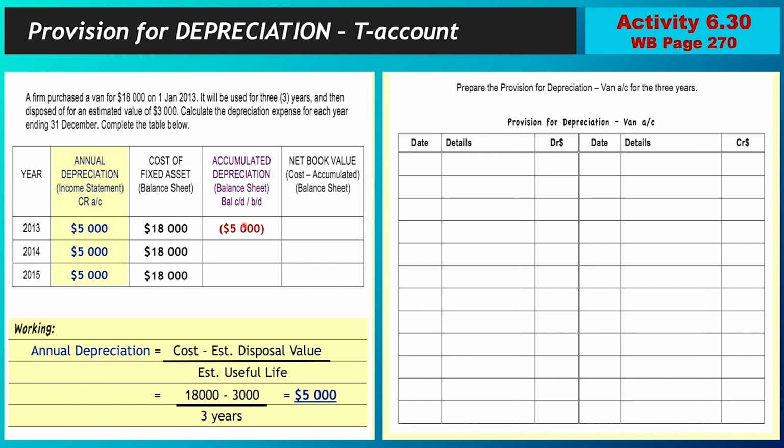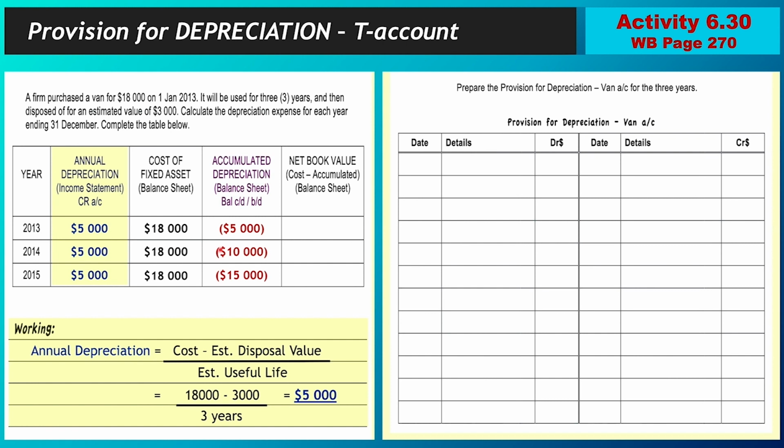You can do it straight across if you so choose. That is not a problem. But my accumulated for 2013 is 5,000. My accumulated for 2014, it will be for 2 years, 2 by 5,000, 10,000. And then for 2015, for the 3 years, 5,000, 5,000, and 5,000, it will be 15,000.